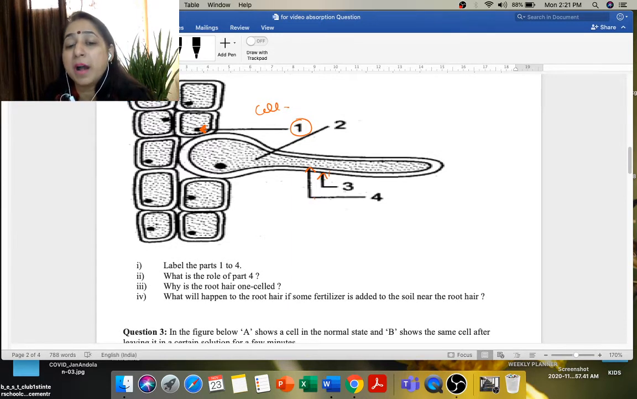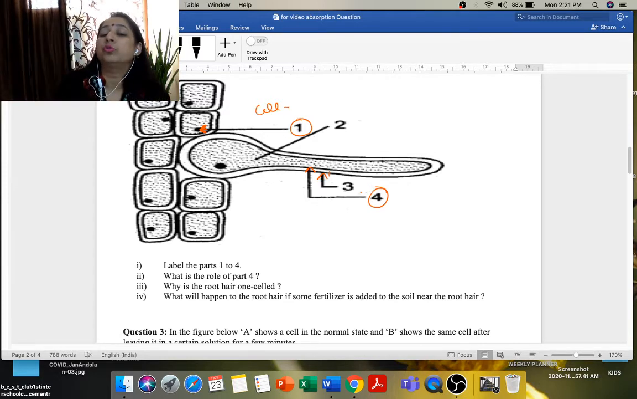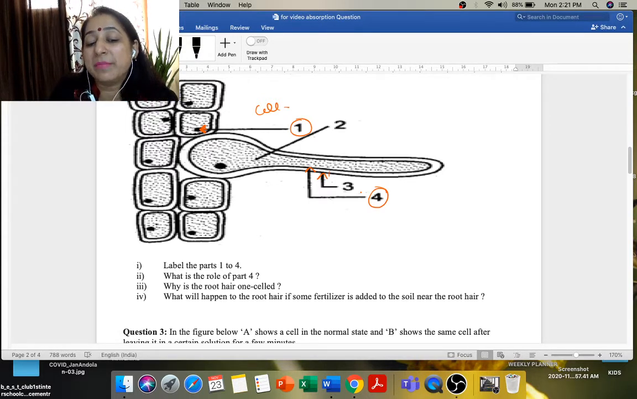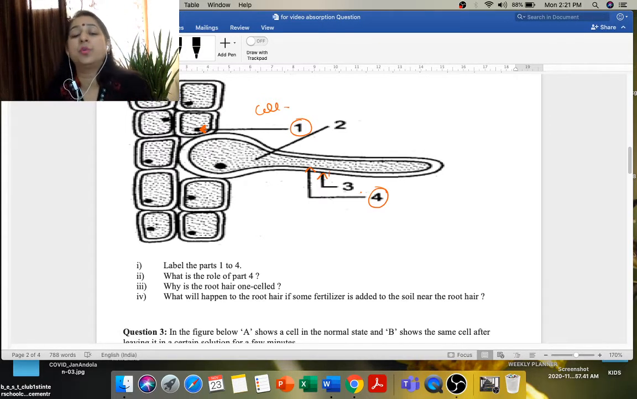What is the role of part 4? They have just asked the role of part 4, which is the cell membrane. It acts as a semi-permeable membrane, allows the water to move inside the root hair. That's it. Why is the root hair one-celled? Root hair is one cell thick to allow it to act as a semi-permeable membrane so that it can easily allow the inflow of water inside the roots. But that's it. Don't beat about the bush. Write the answer, a proper answer. Don't just start figuring out different answers.